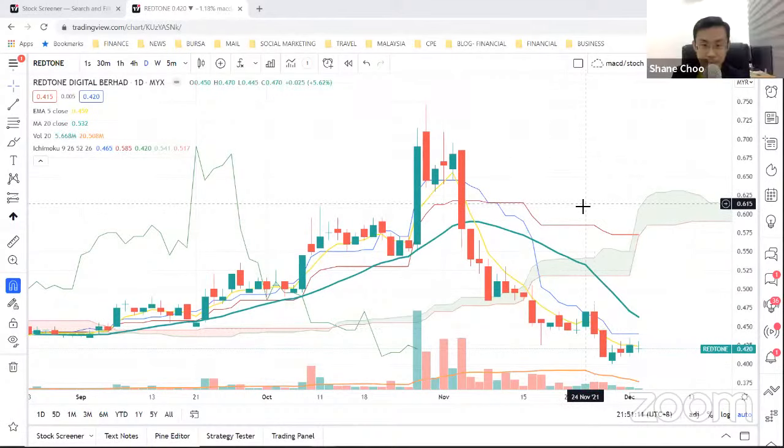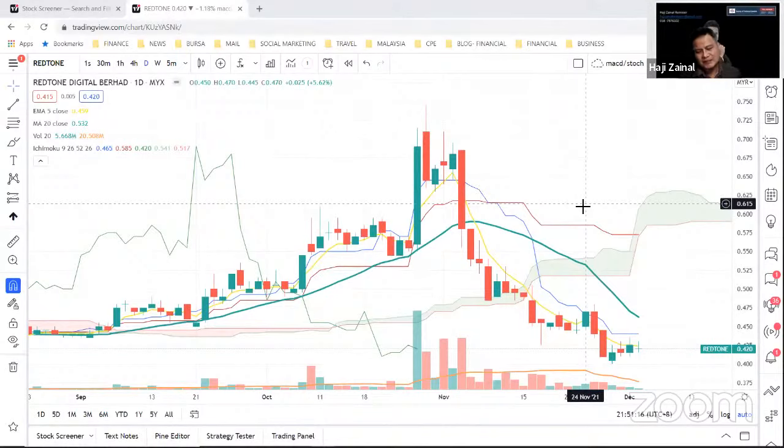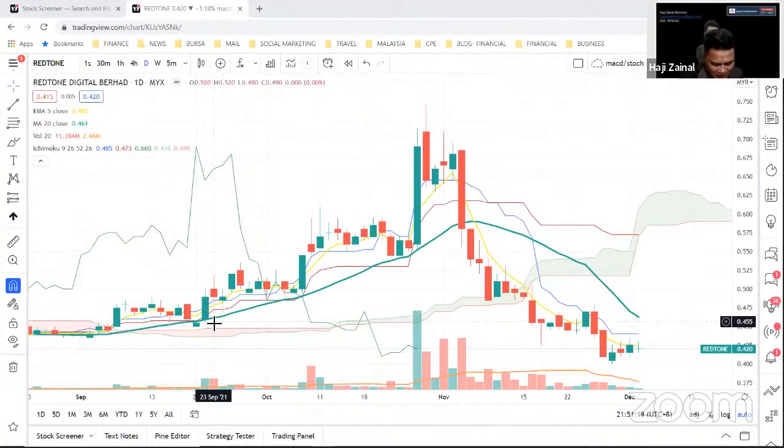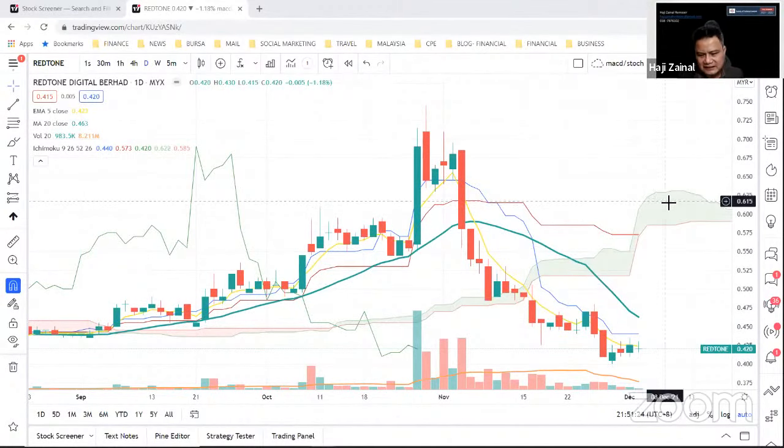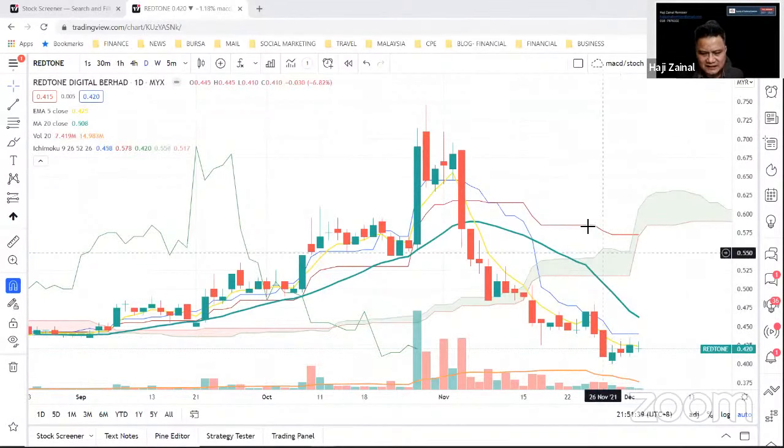So the most important for the Ichimoku is the Kumo, or we call it cloud. It has two colors, red or green. In this case, the cloud is green, which means that it is bullish, but the bullish is not strong. Why? Because the price action is below the cloud. It is only very strong bullish when the price action is above the cloud. If it's below the cloud, then it's bearish.